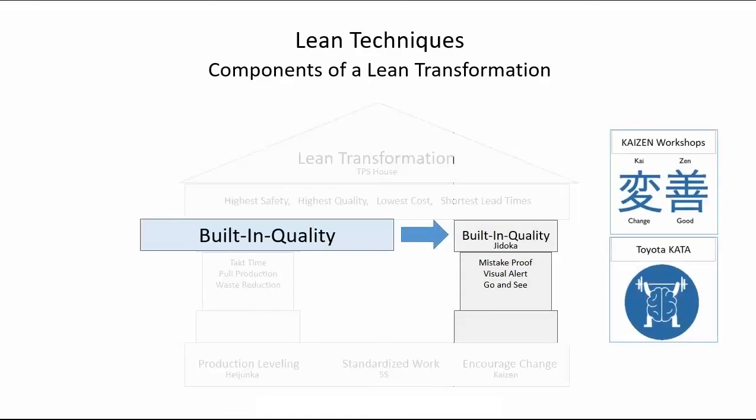The built-in quality pillar of an effective lean transformation focuses on eliminating, alerting, and resolving quality defects. This is accomplished through mistake-proofing processes, implementing visual alerts to expose problems, and a simple concept called Go and See. Go and See is a disciplined problem-solving philosophy that encourages rolling up the sleeves and going out to the place where the work is being performed to see firsthand what exactly is happening.